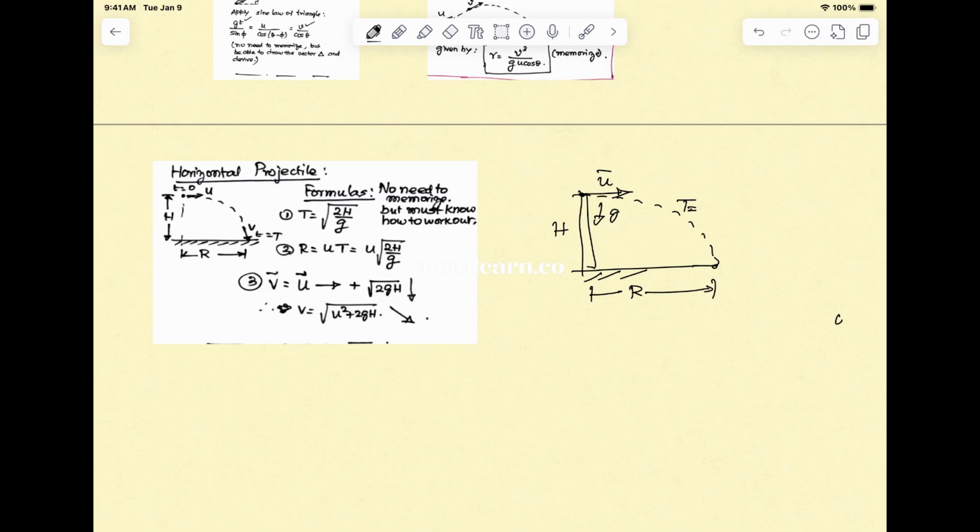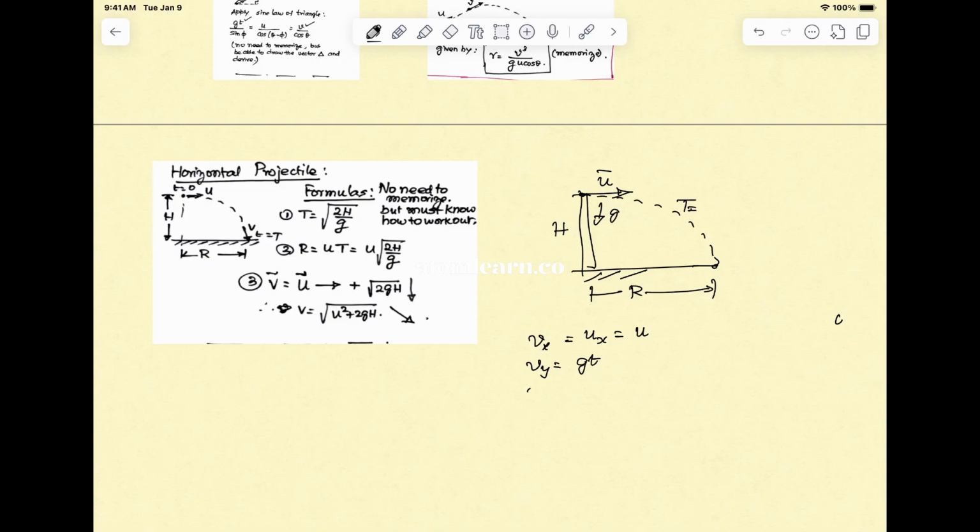Now it becomes very simple. The horizontal direction equation is ux equal to vx, because there is no acceleration involved in this. It is nothing but the initial velocity u. And then for the vertical downward direction, we will take the downward direction as positive for our calculation. We can write vy is nothing but g into t, because the initial vertical component of velocity is 0, therefore g into t at any time.